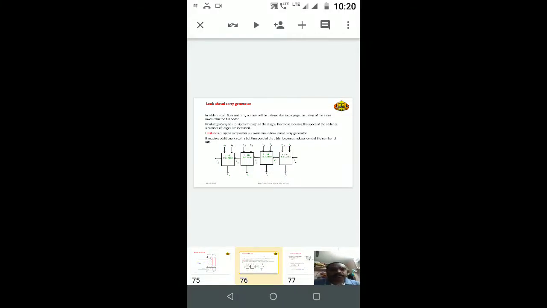Okay, good morning students. In this lecture we will see the look ahead carry generator, but before that we will see what the previous points are.